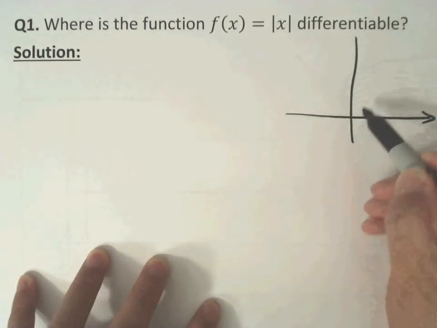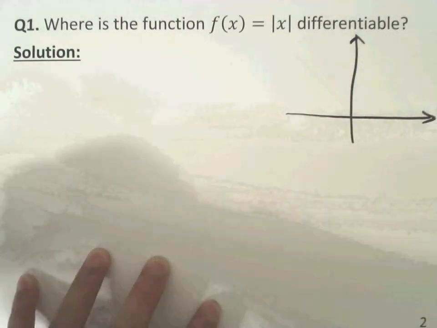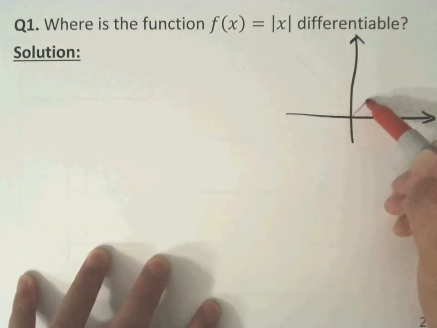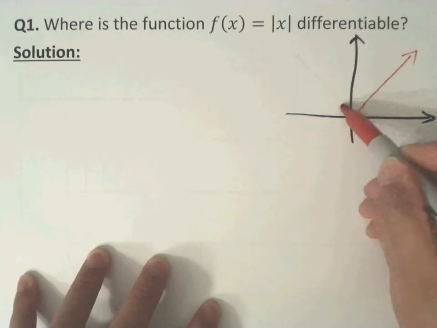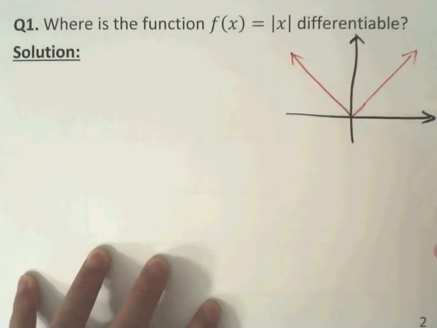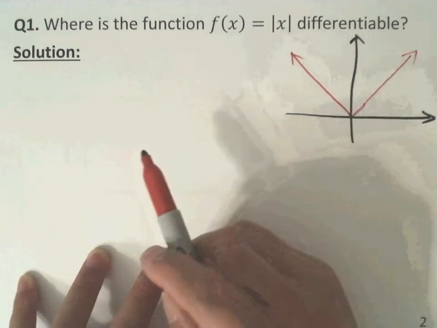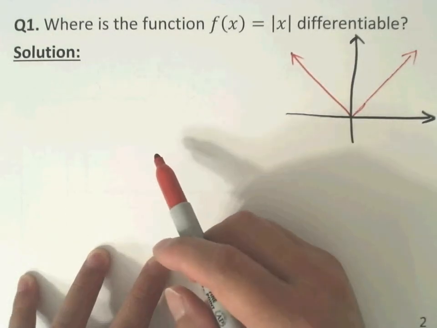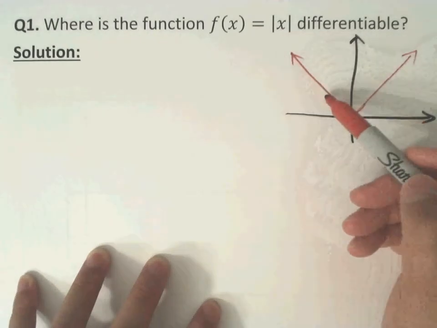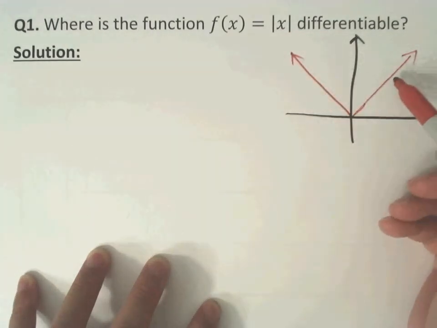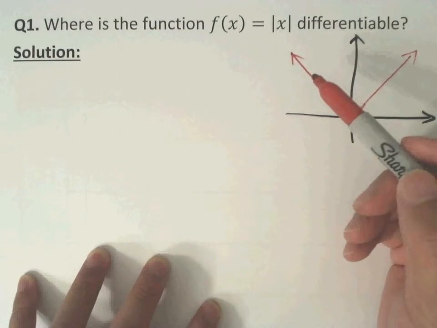The right side is like this, right? The left side is like this. So this is the absolute value function. So how do we discuss this piecewise function? We have the left piece and the right piece.